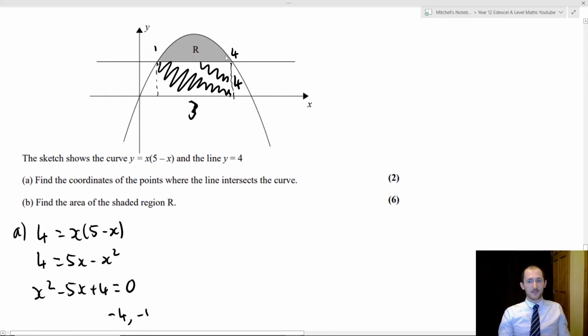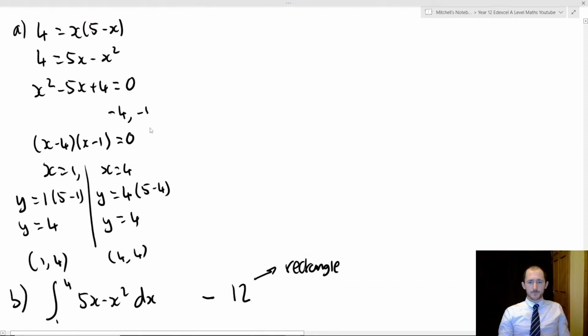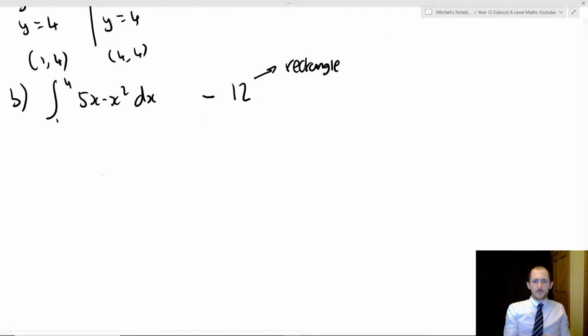Again, this isn't too bad of an example. There are some other questions which are a lot more brutal. But hopefully you can see the tricks that they can pull with you. So, let's do the integration. So that'd be 5x squared over 2. So I'm just going to write 5 over 2 x squared. And that will just be minus a third x cubed. But between the limits of 4 and 1, and then again minus the 12.